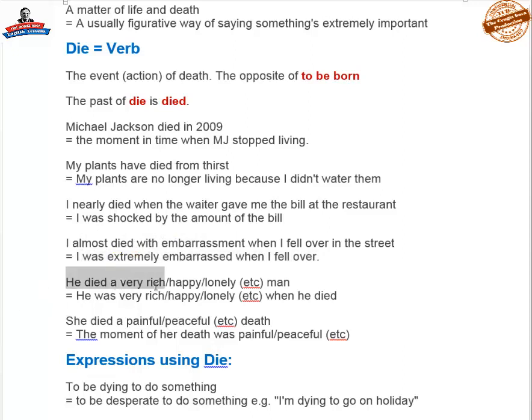He died a very rich, happy, lonely man. He was very rich, happy, lonely when he died. She died a painful, peaceful death. The moment of her death was painful or peaceful.